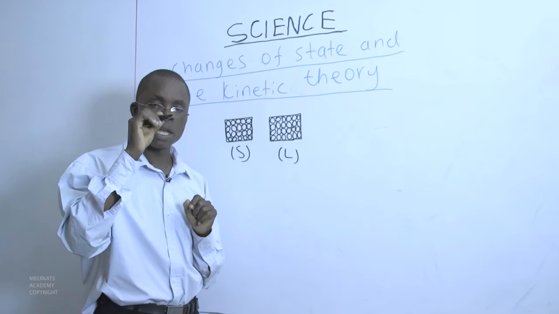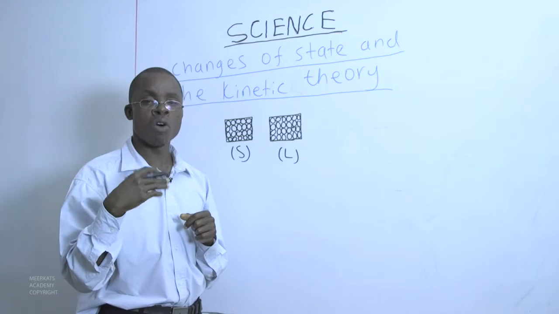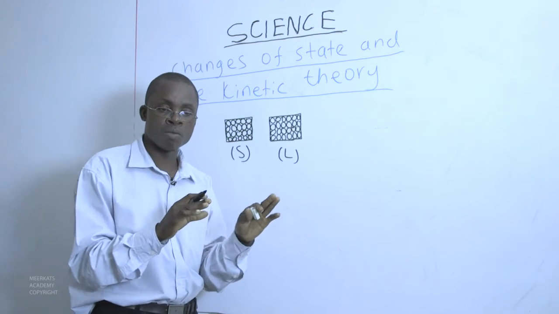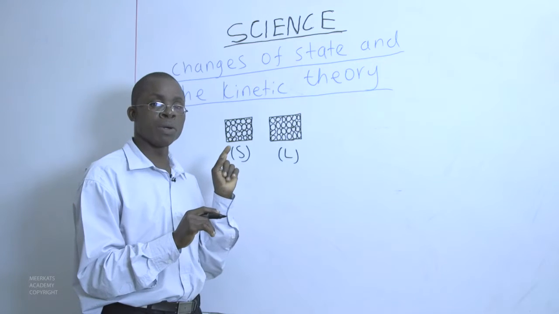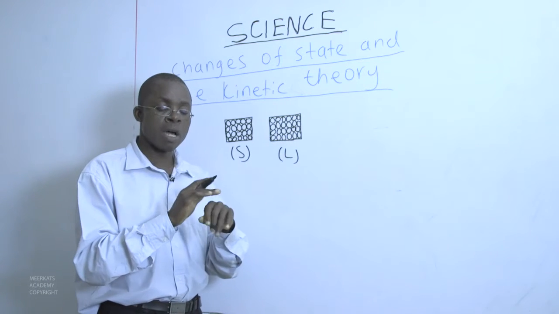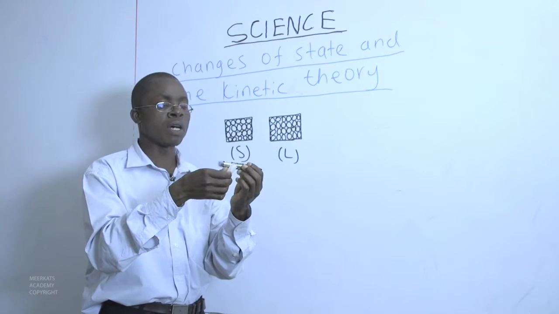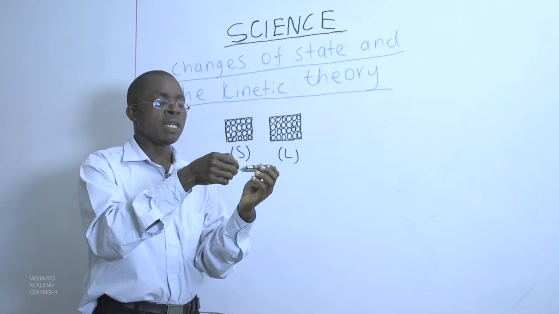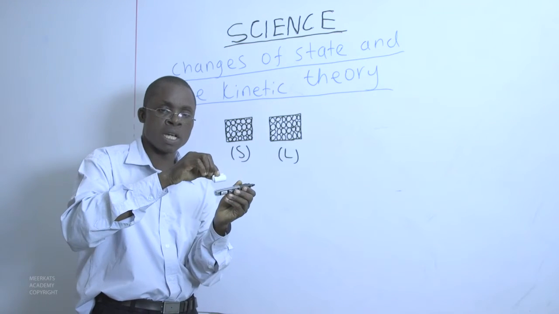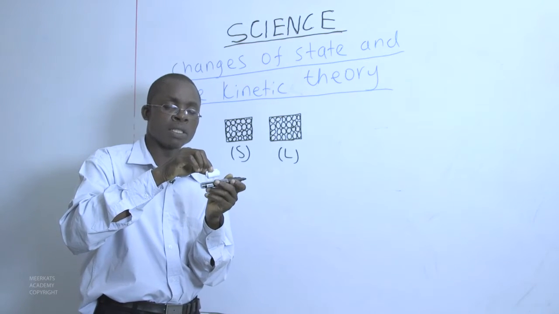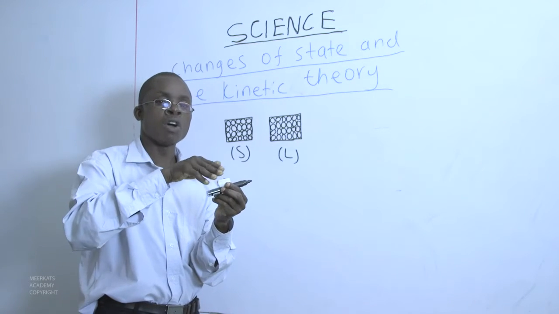Having that higher energy in comparison to the solid state, it makes these particles able to roll over each other. There's that freedom. The forces holding these particles together have been weakened. So having been weakened, they allow the particles to roll over. Let's assume these are particles. It rolls over. As it rolls over, it is free to take any position in the container it is being held in, as long as it is at the lower part. It cannot roll over going up. It will always roll over going down.